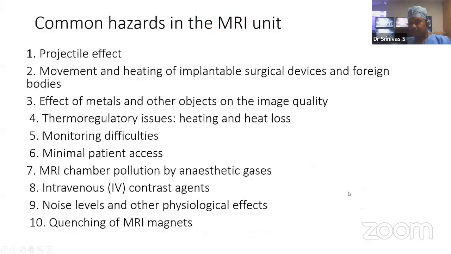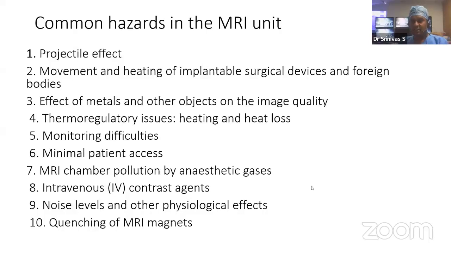So as we have seen earlier, the MRI suite is very cumbersome, and it usually gives a claustrophobic effect because it has a very big passage in a big downward shape. So most of the patients in the MRI can have a claustrophobic effect, and can have some hazards.